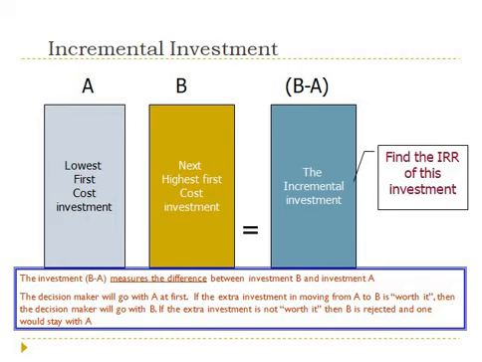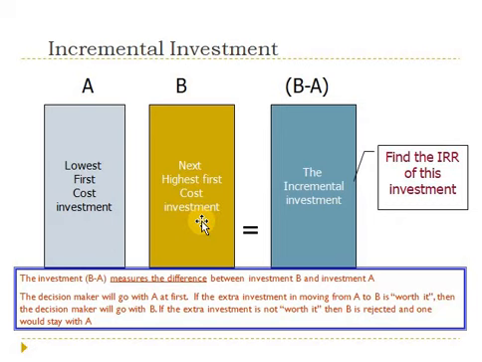So we have some steps in order to use the incremental analysis. First of all, we will have to rank the alternatives in order. According to what? According to the initial investment. So I will arrange them in order according to the initial investment. The one that has the least initial investment will be ranked first. Then the second one is the next highest first cost investment, the next in order.